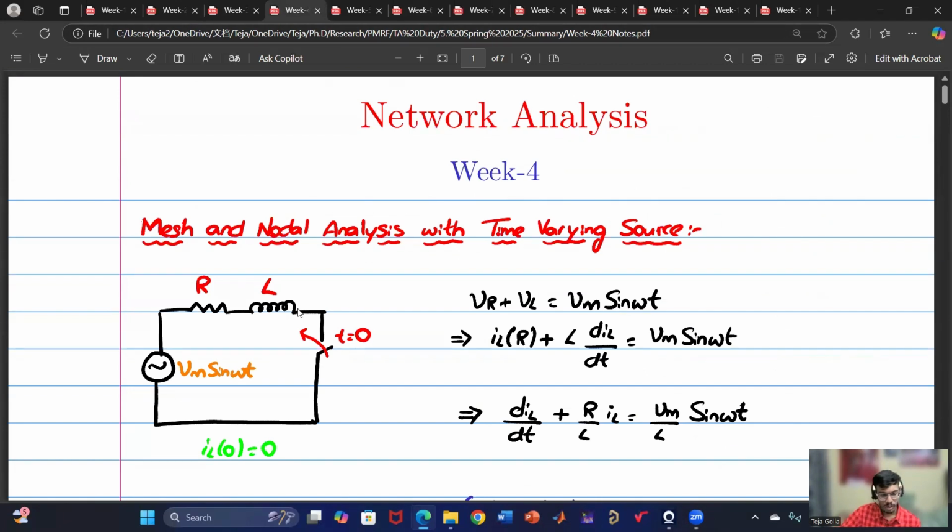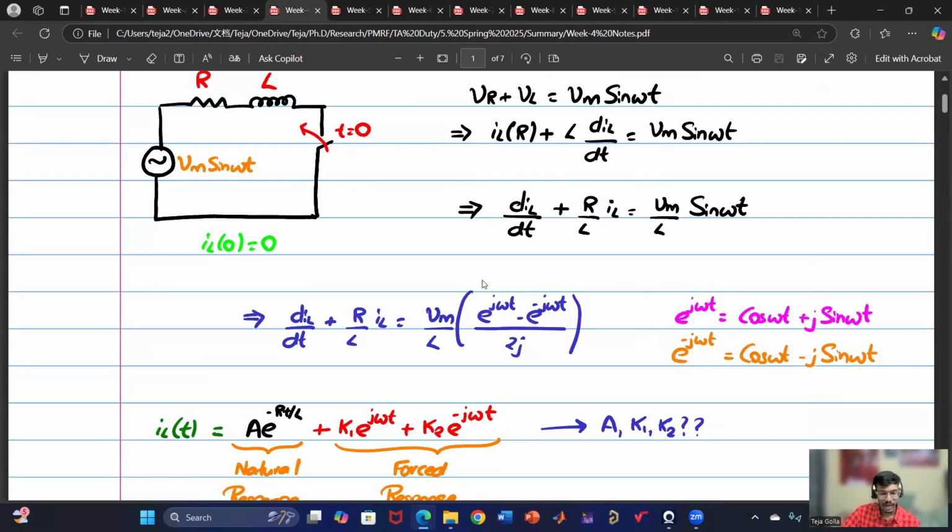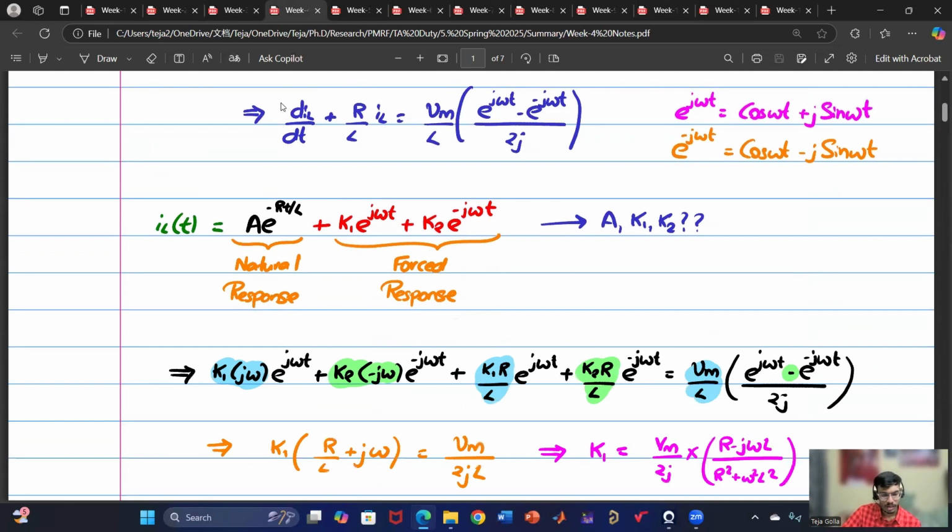So we know RL circuit, what will be the voltage relationship, or basically we have applied KVL and then we got the equation. And then we have seen that sine can be written as exponential. Now we know that this is a first order differential equation. It has a natural response.